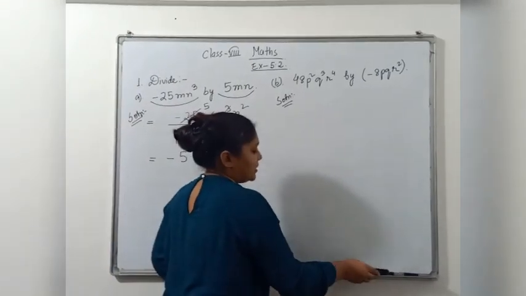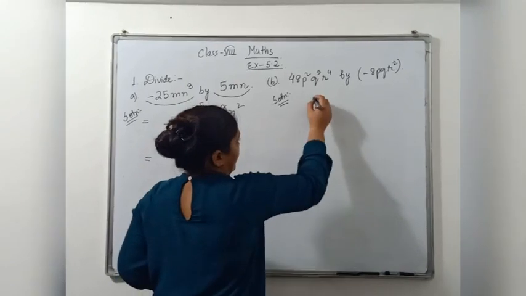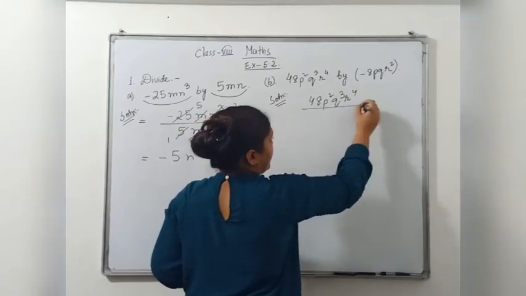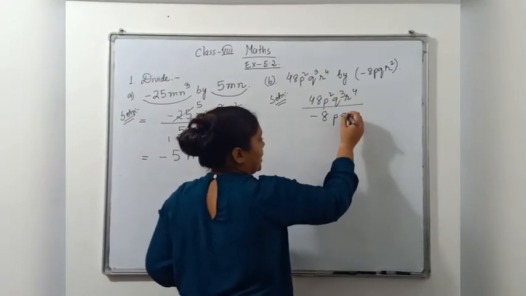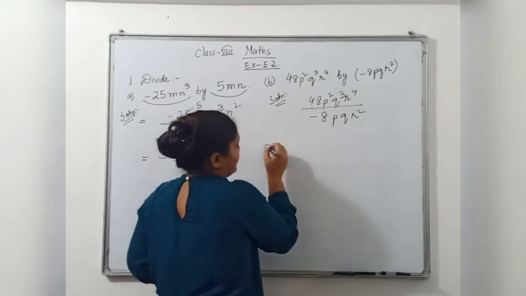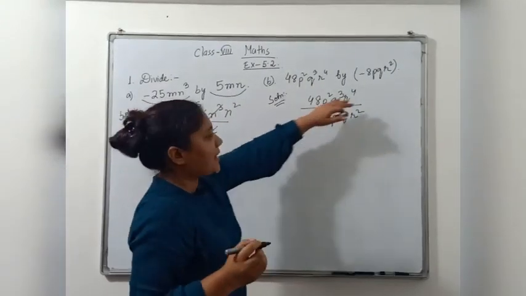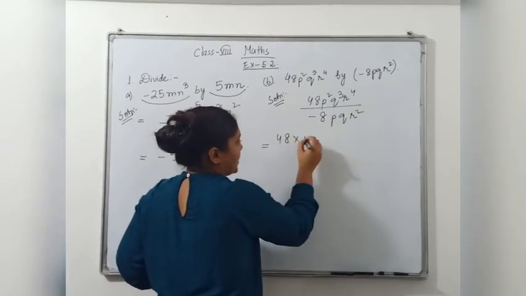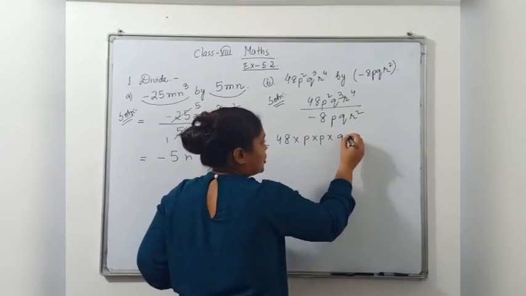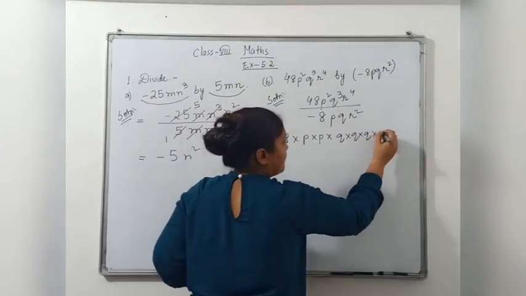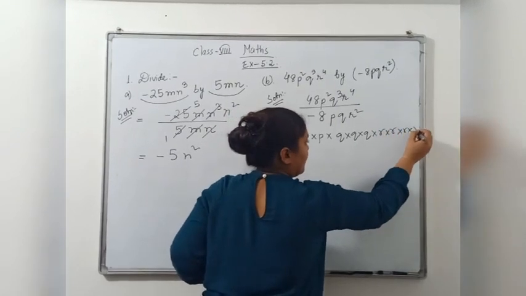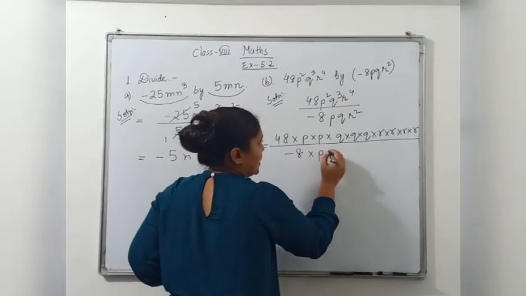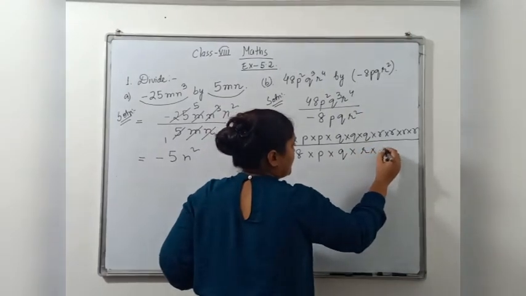Similarly, question number B. Just see your question number B. 48 p square q cube r to the power 4 divided by minus 8 p q r square. Now, if you find confusion to cut directly, you can do one thing, okay? Like 48. How many p are there? 2. q is how much? q cube, right? r is 4. 1, 2, 3 and 4. Now, just see minus 8 into p, q, r square, right?